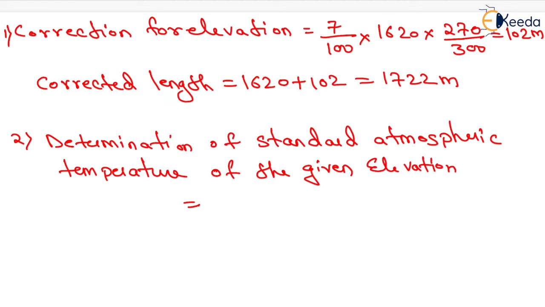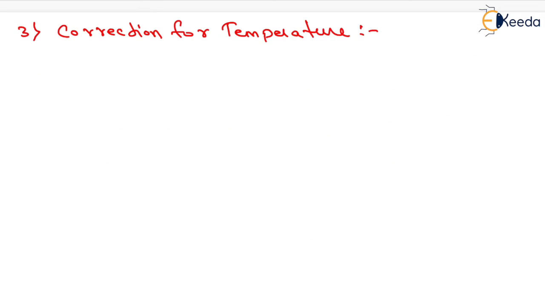Now the next step is the determination of the standard atmospheric temperature at the given elevation. It will be equal to 15 degrees Celsius minus 0.0065 into 270, which is equal to 13.24 degrees Celsius. Now next is the correction for temperature, that is delta T. It will be equal to the rise in temperature, that is 32.94 minus 13.24, which is equal to 19.7 degrees Celsius.